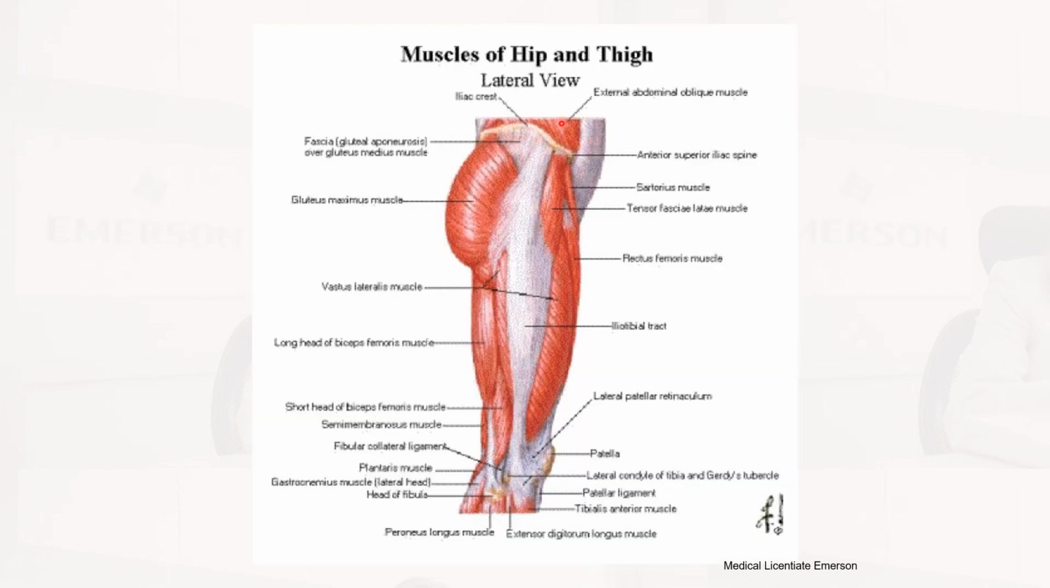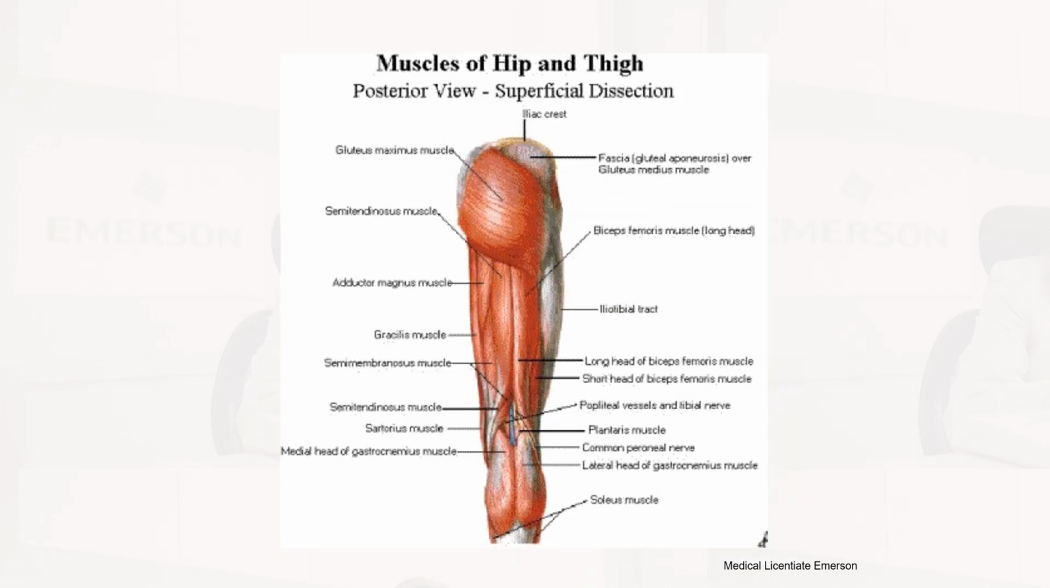The muscles of the hip and thigh, but this is the lateral view. You can actually pause and go through. This is of the gluteus muscles, the gluteus maximus muscle here. Then you have the long head of the biceps femoris muscle. You have the sartorius muscle this side. That's the lateral view. Then let's go to the posterior view.